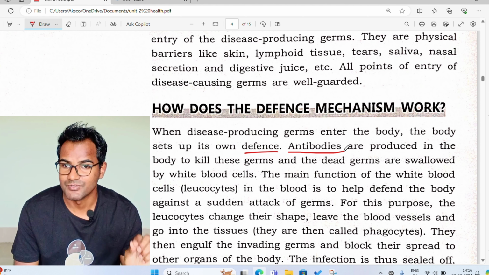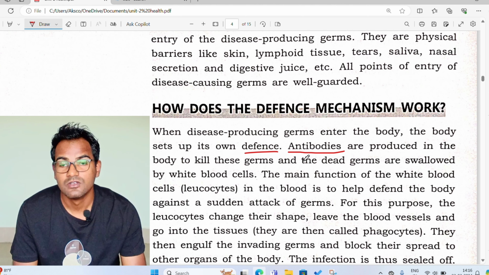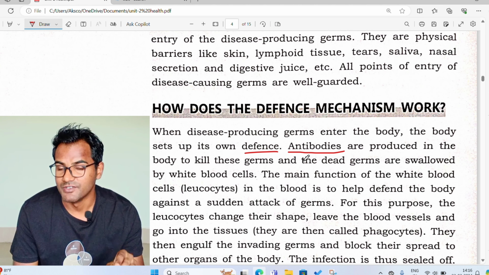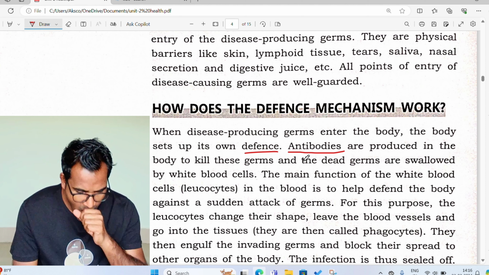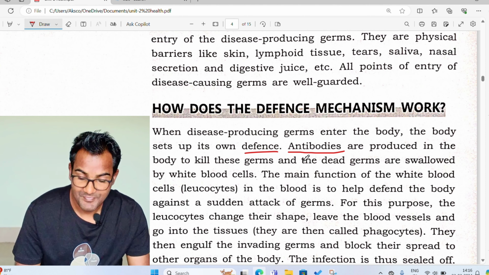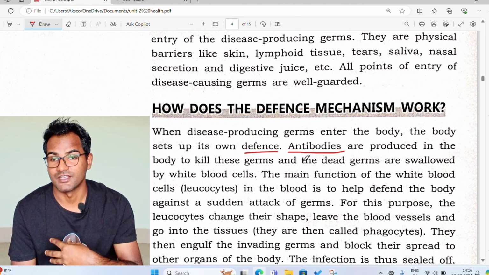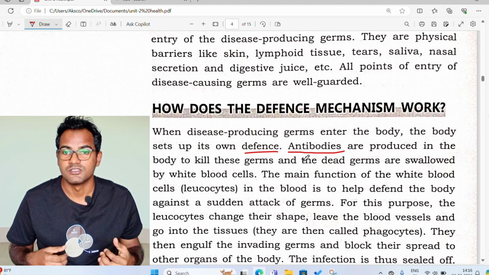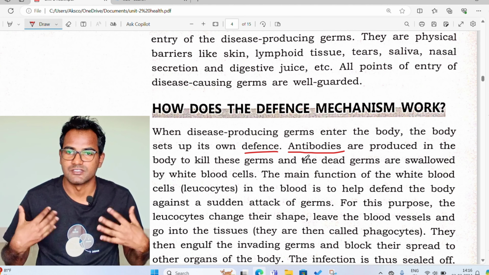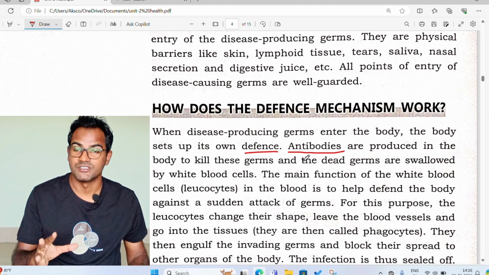The antibodies. Remember this. Antibodies are produced in the body whenever there is an attack. Attack means what? Suppose some microorganisms have entered your body. So the body will come to know, oh, somebody is trying to attack the system of the body, the cells. So the antibodies are released.